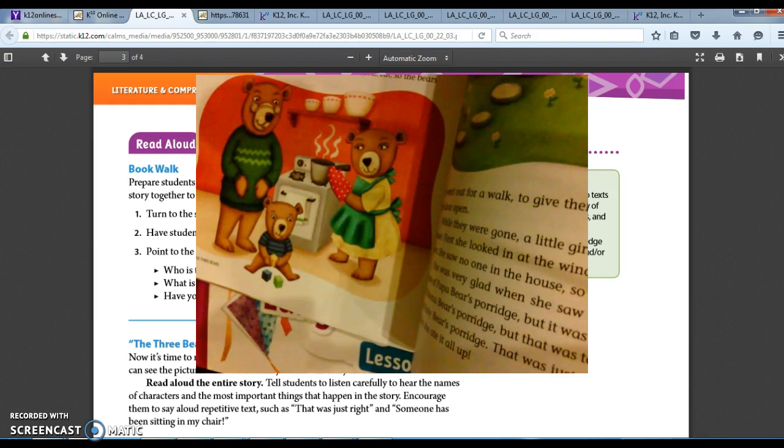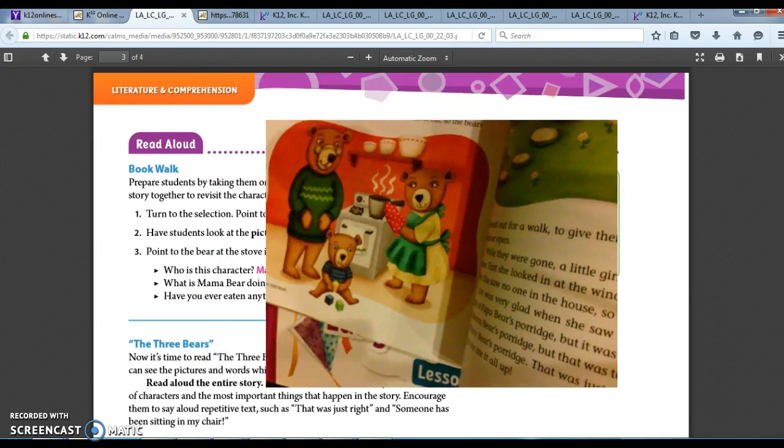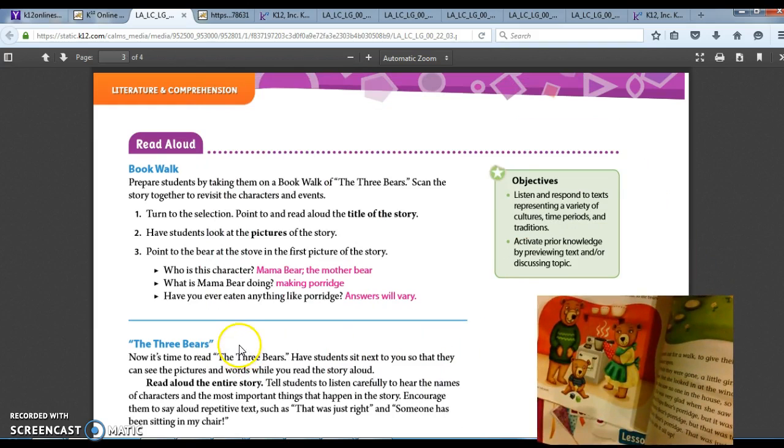Okay, if you said she's cooking or she's cooking porridge, you would be correct. Now, tell your learning coach, have you ever tasted porridge? Or have you ever eaten anything like porridge? And remember I told you in our previous lesson that porridge was kind of like oatmeal. So if you've eaten oatmeal before, then you have an idea of what porridge tastes like.